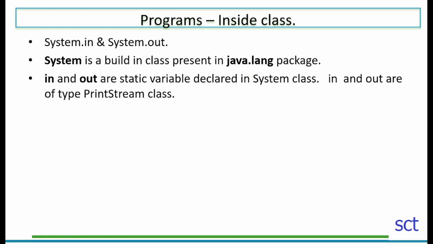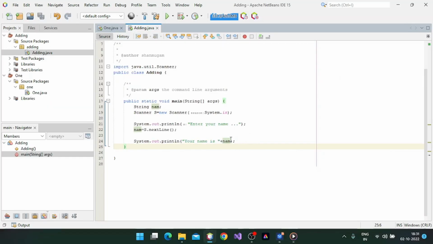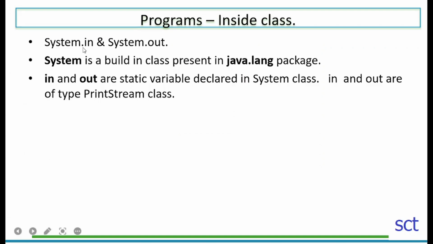you can use System.in and System.out. System.in is what we are using in the Scanner program to get the value from the keyboard. If you want to display something on the screen, we use System.out. Have we used System.out in our program? Yes, we have used it. We can see this in the program, System.out, then I am using a function called println. So you can use either System.in or System.out. In and out are the static variables declared in the System class.